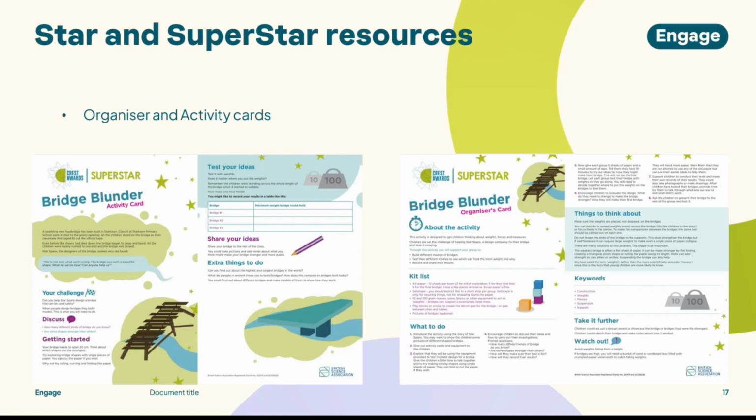So those are the special resources that have been adapted down to early years. And then for Star and Superstar, all of the activities have two resources that go with them. So you've got the organizer card and the activity card. The organizer card gives the adult everything they need to know: the resources they need, what they need to do, keywords that they might want to use and share with the children, any health and safety bits and pieces, and questions to guide the children with their thinking.